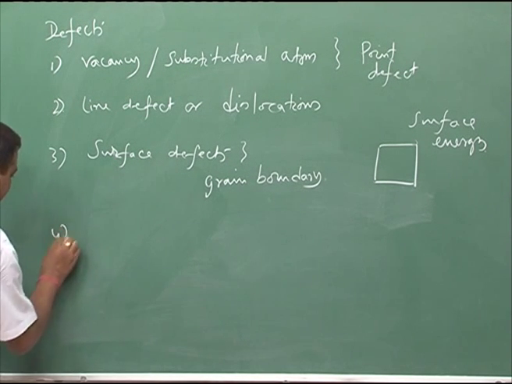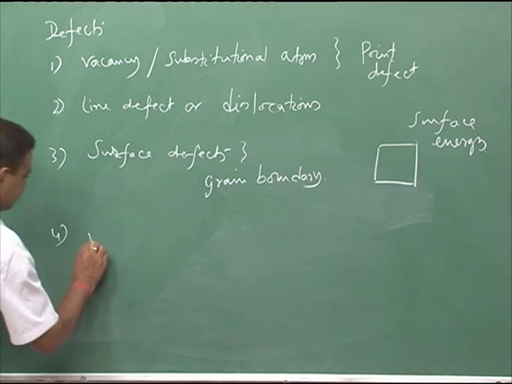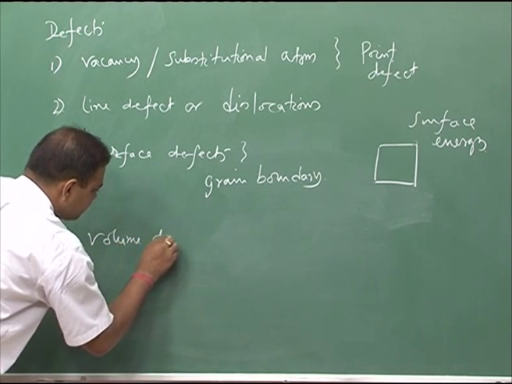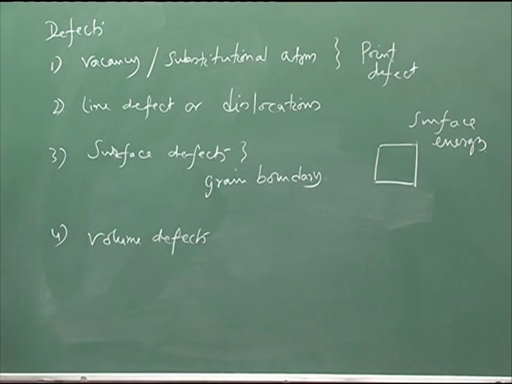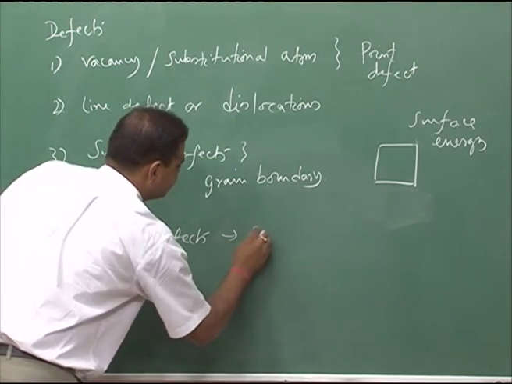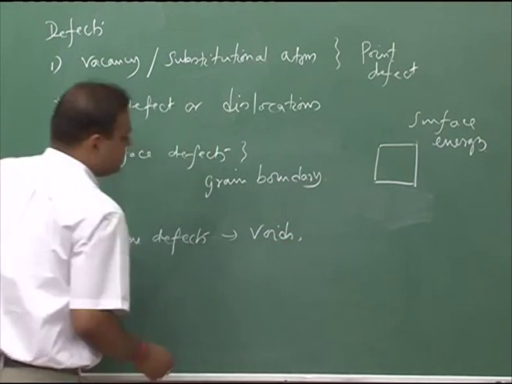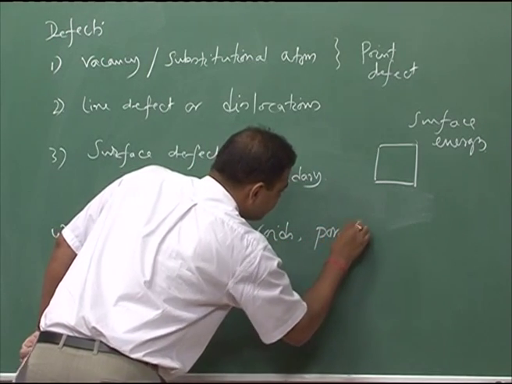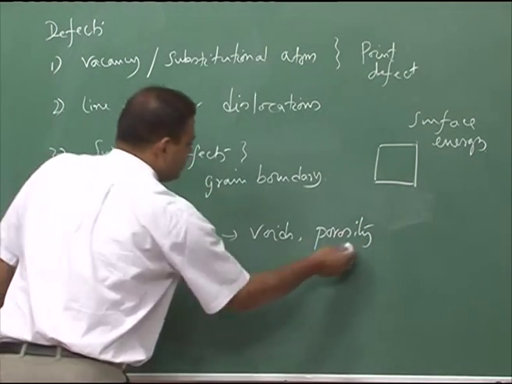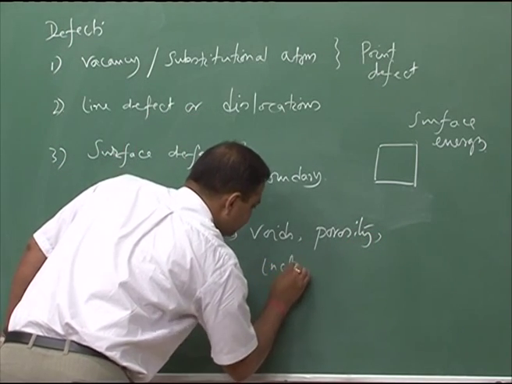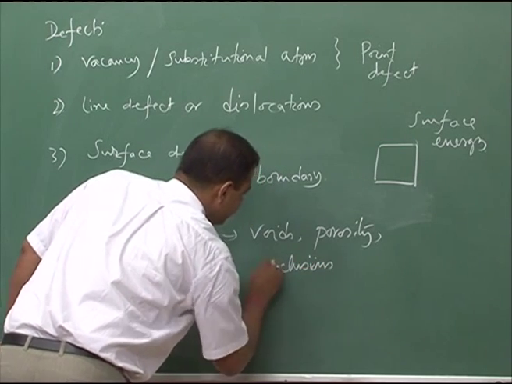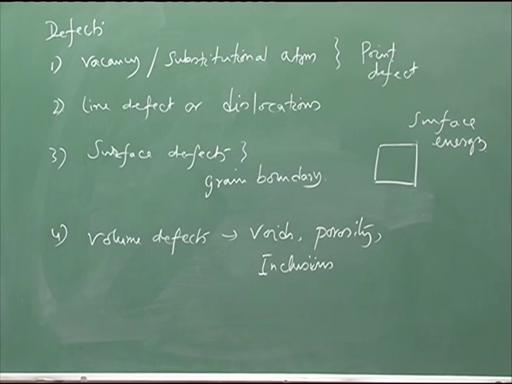Then we can have volume defects. The volume defects generally contain voids or porosity or inclusions, those are volume defects. Now, these defects nature of the particular metal or alloy can significantly affect the corrosion behavior of that metal.